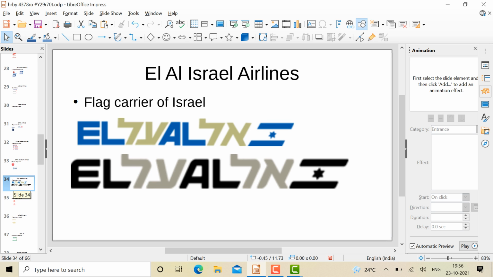Next, we have El Al Israel Airlines, the flag carrier of Israel. The first logo was written in both English and, I think, Arabic, before the Israeli flag appeared. They were all written in blue. The English letters and the Israeli flag appeared in blue, and the Arabic was some kind of greenish color. In the next one, the English letters and the Israeli flag were changed to green, and the Arabic letters were still a greenish color.